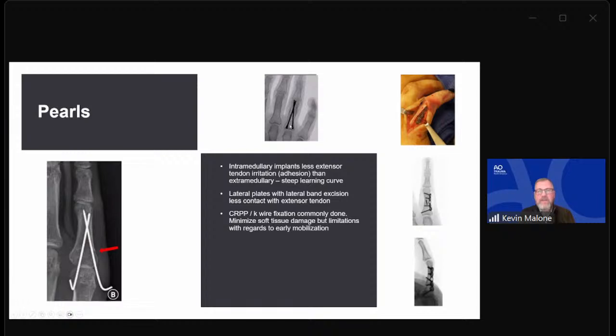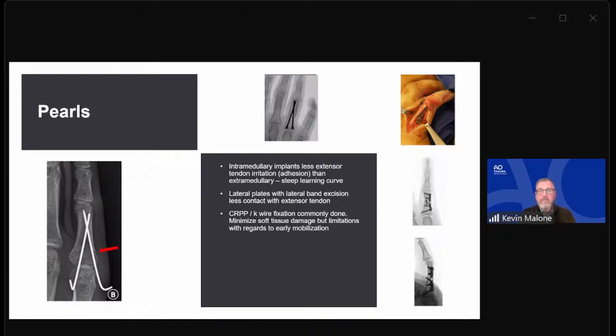Obviously, with these more stable fixations, intramedullary and plate fixation, you want to get these patients moving very quickly. Closed reduction and percutaneous pinning with K-wires is a very common technique for phalanx fractures. And the more gray hair I get, I tend to go more to this technique. If you have to open a fracture to reduce it, then you should give it more stable fixation. But if you can treat this fracture with closed reduction and a couple of weeks of K-wire fixation, they do okay.